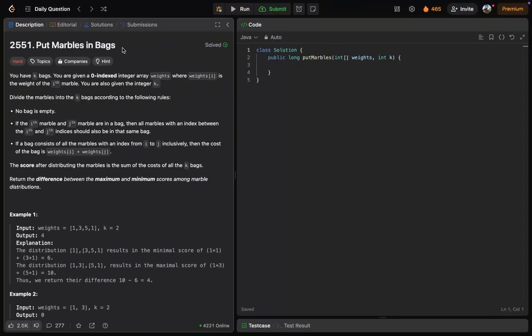Here we go. We have a question: put marbles in bags. You have k bags. You are given a 0-indexed integer array weights, where the element is the weight of the ith marble. You are also given k. We need to divide the marbles into k bags according to the following rules.